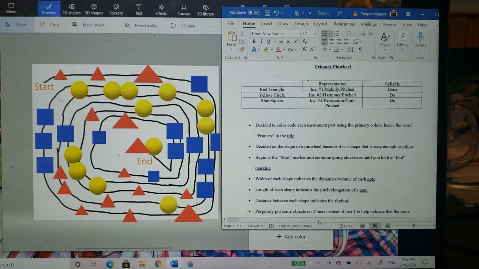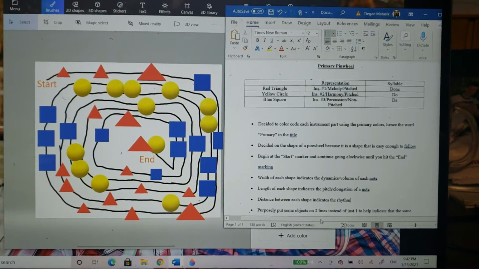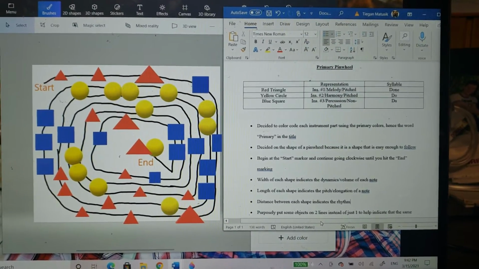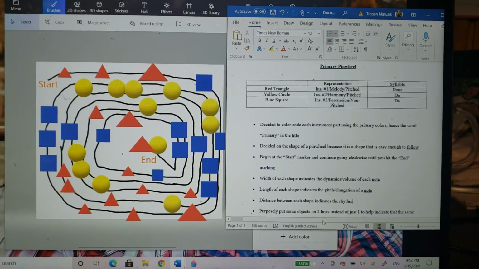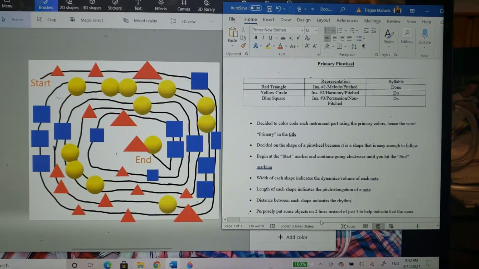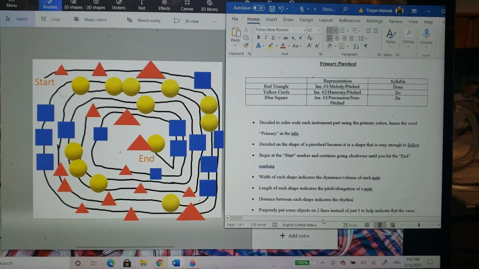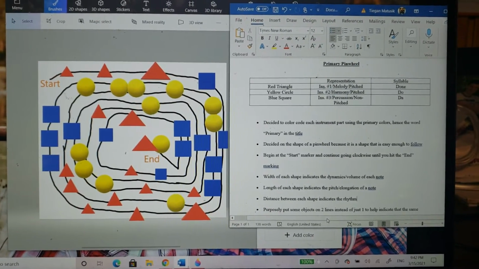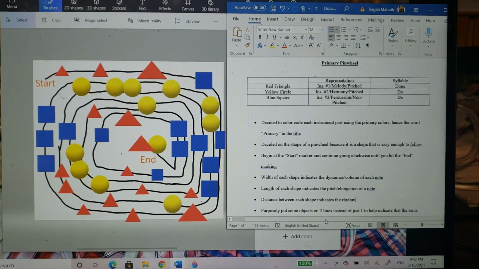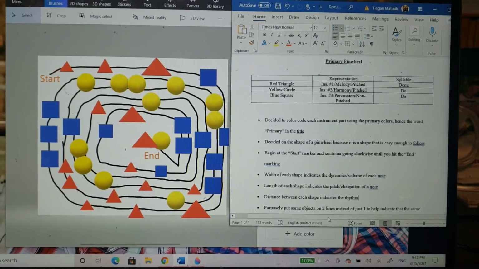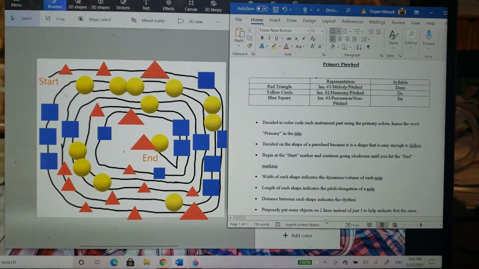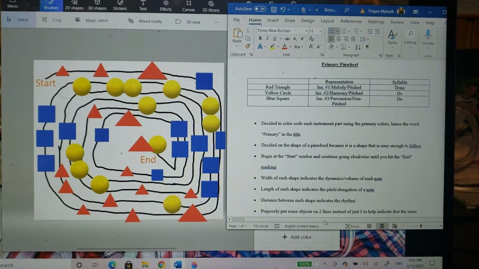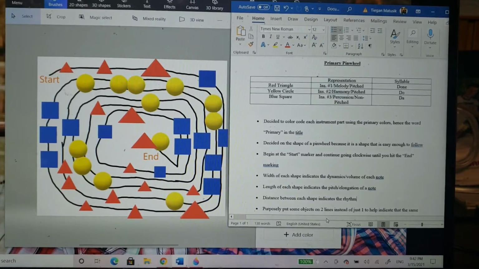This is my graphic composition called Primary Pinwheel. I decided to color code each instrument part using the primary colors, hence the word primary in the title. And then I decided on the shape of a pinwheel because I feel like this is a shape that is easy enough to follow, moving in a clockwise fashion.